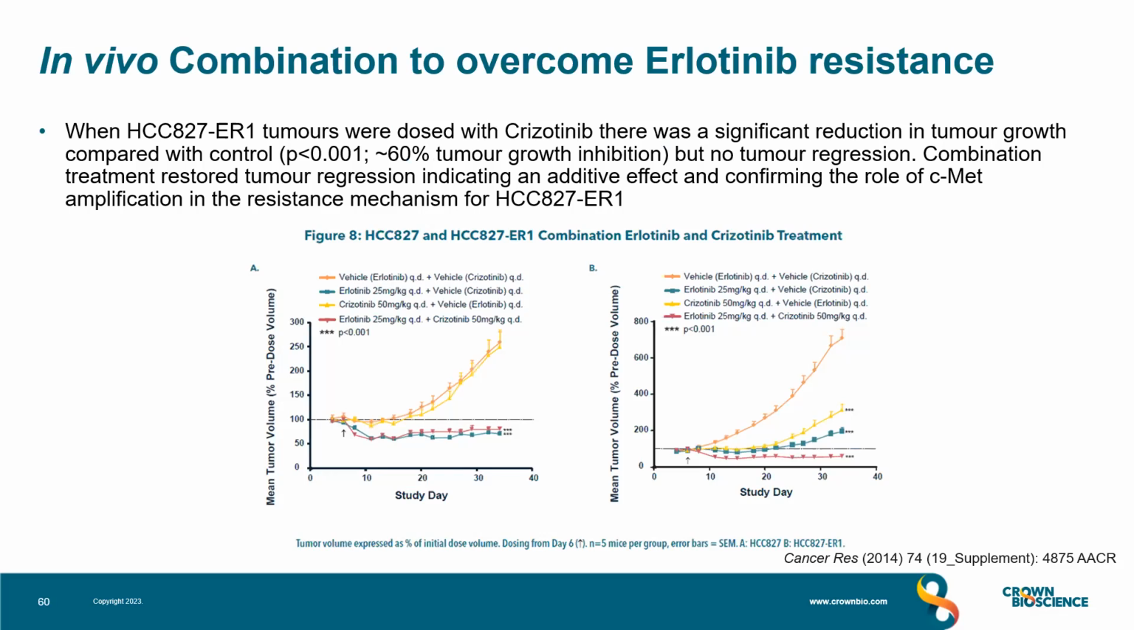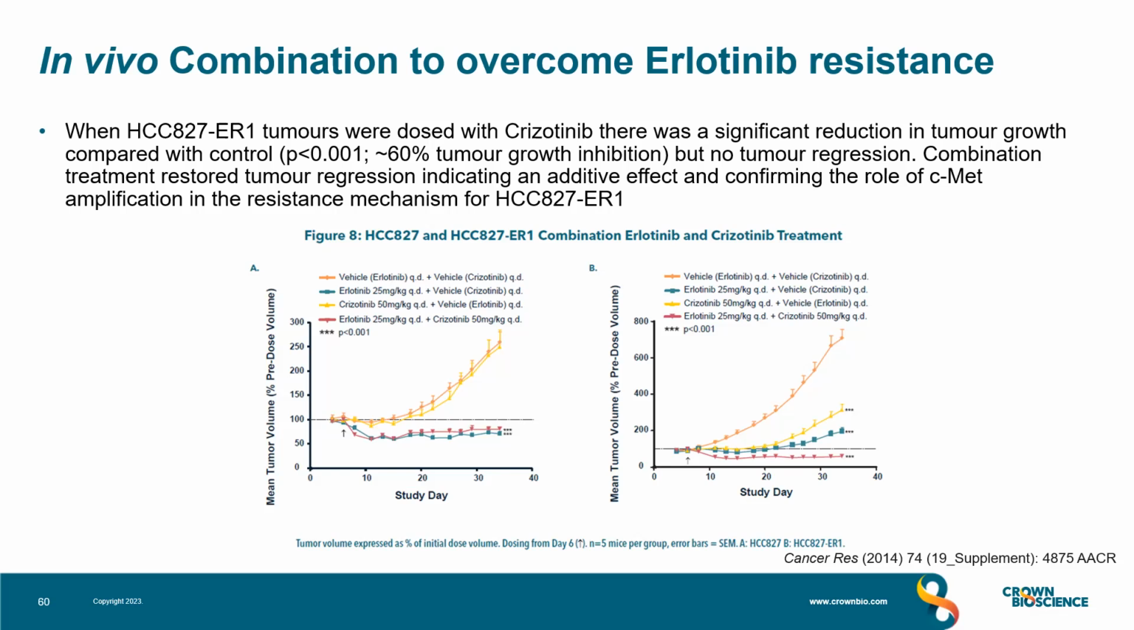So here the mice bearing subcutaneous HCC827 or the resistant model were again dosed with 25 mg per kg, or crizotinib alone at 50 mg per kg, or a combination of both, to demonstrate if this model could be used to show that combination advantage. The graphs shown here are the percentage of the initial tumor volume, just for comparison between the two models. In the wild type line, there was no effect with crizotinib alone, which is shown by the yellow in comparison to the orange vehicle group.